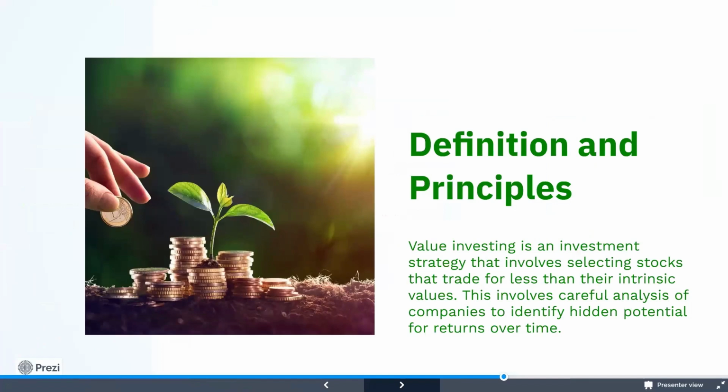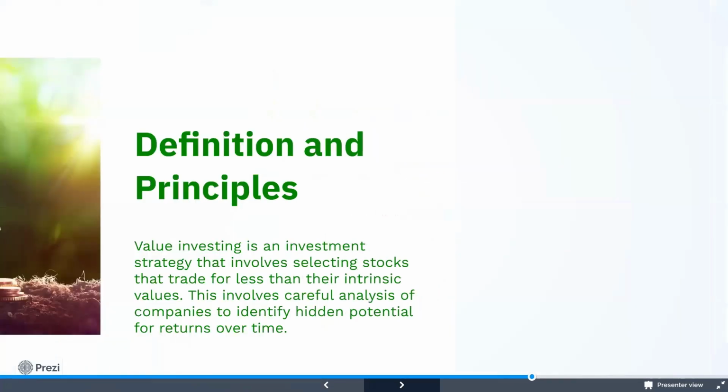Definition of principles. Value investing is an investment strategy that involves selecting stocks that trade for less than their intrinsic values. This involves careful analysis of companies to identify hidden potential for returns over time.